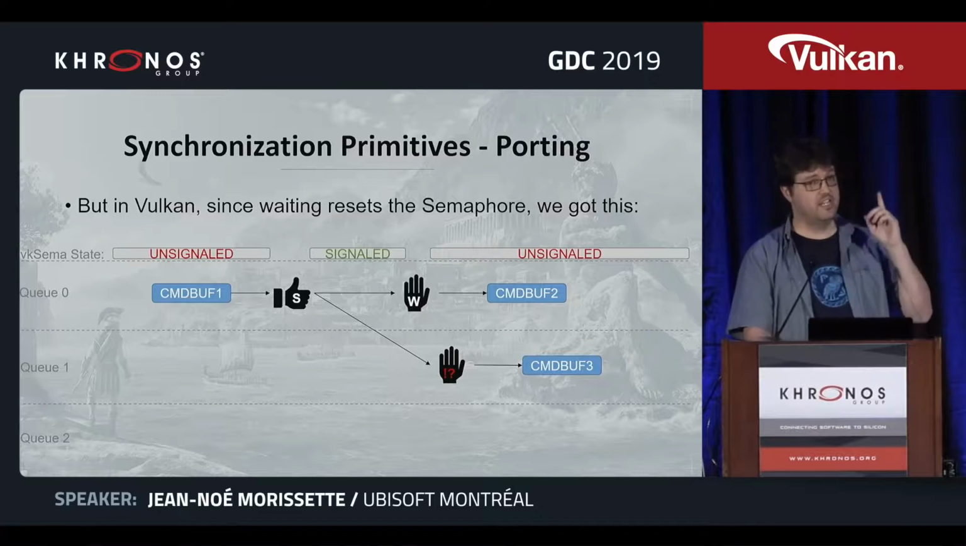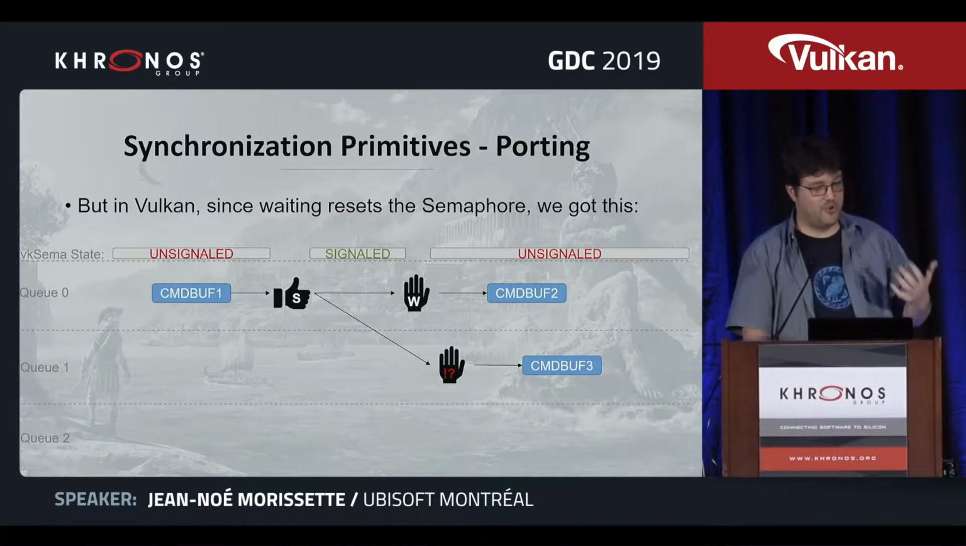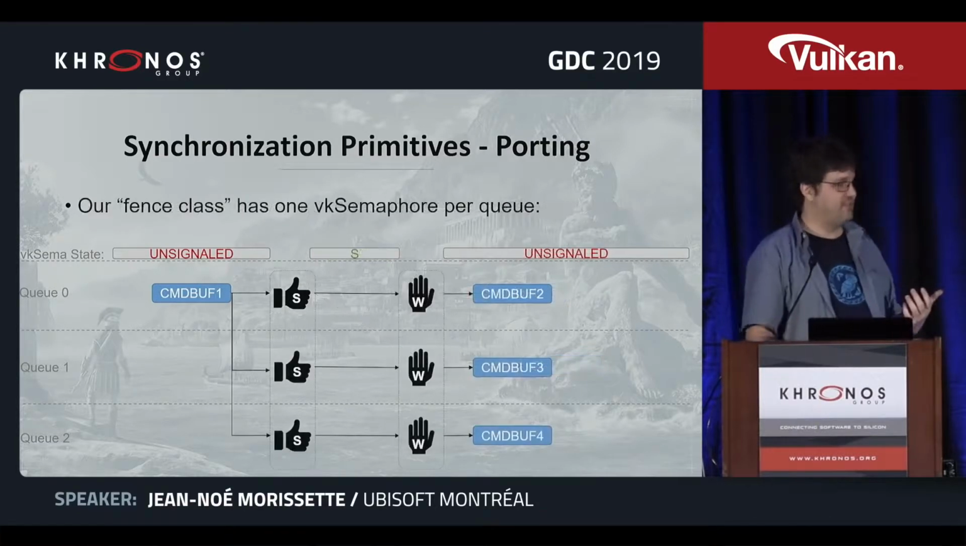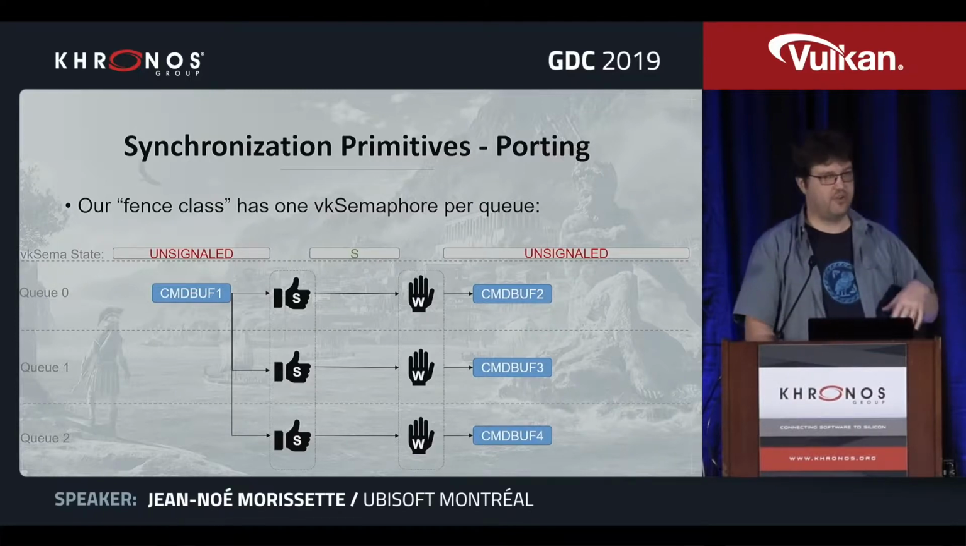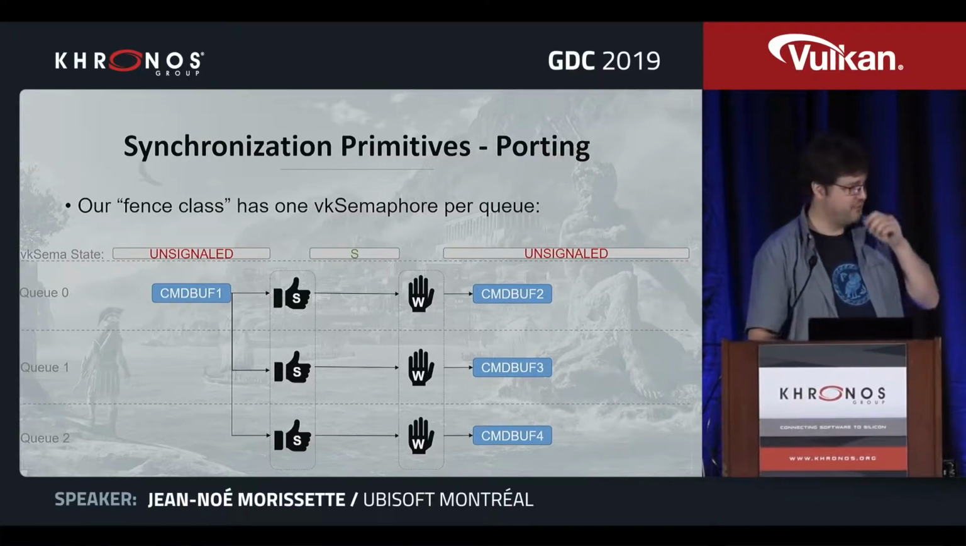The good news is, the validation layer will catch this for you. In most cases, it'll tell you about it. So you'll know you have the problem, but now what do you do to solve it? We tried a lot of different things. We didn't want to go crazy on semaphores. We were like, oh, we don't want to allocate too many semaphores.